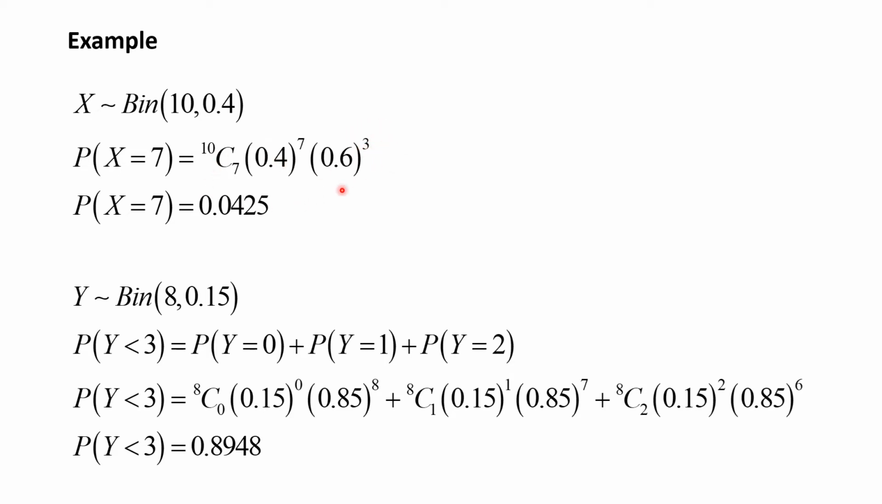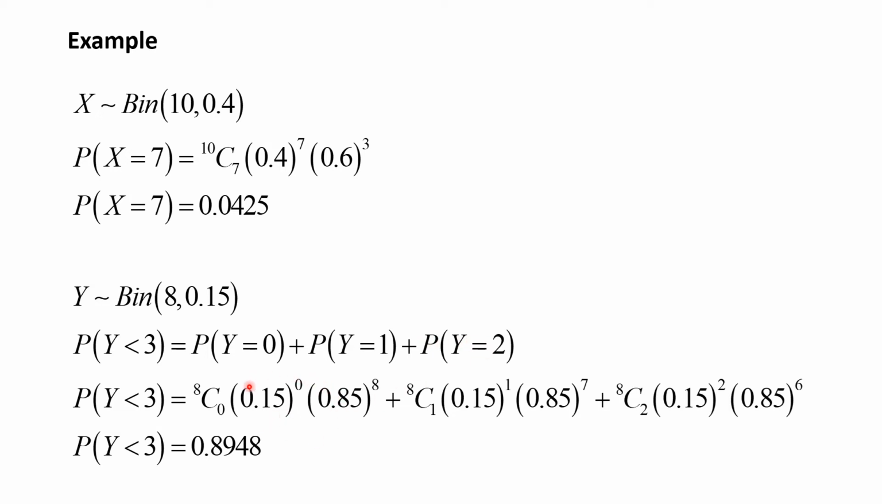Okay, use your calculator and you will arrive to this answer. Second example, if y is binomially distributed, n is 8 and p is 0.15. If you're required to find the probability of y less than 3, your possible values should be, don't forget 0, students normally forget 0, please pay attention. So y should be 0, 1 and 2 because it's less than 3. You need to just add the 3 probabilities.